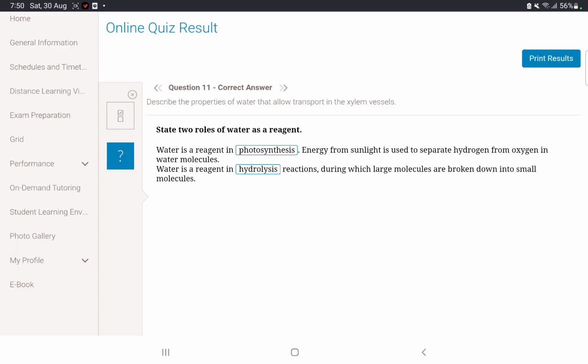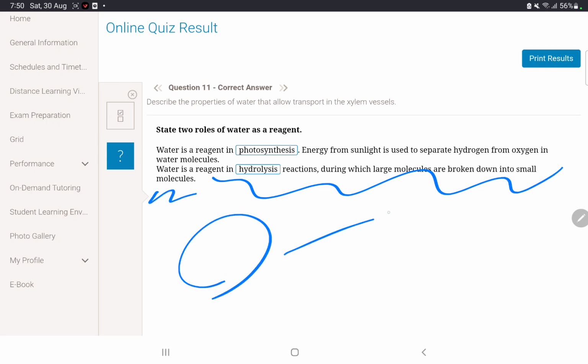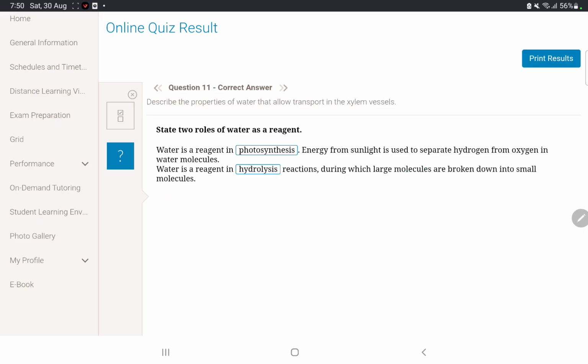Now, also water is a reagent in hydrolysis. This is important, guys. Hydrolysis, during which large molecules are broken down into smaller molecules. So hydrolysis, also known as degradation, okay. Big molecule broken down into small molecules, so more than one, okay. Hydrolysis, degradation, condensation, I think.